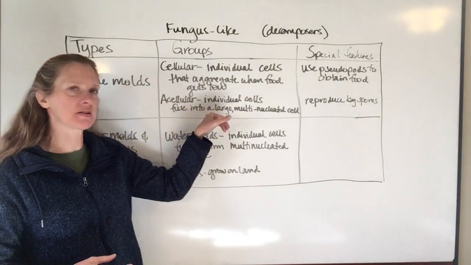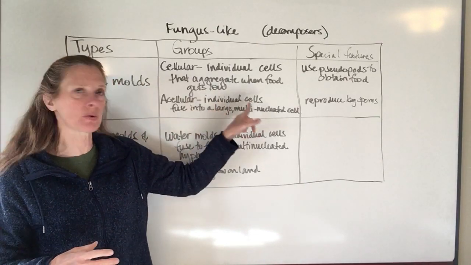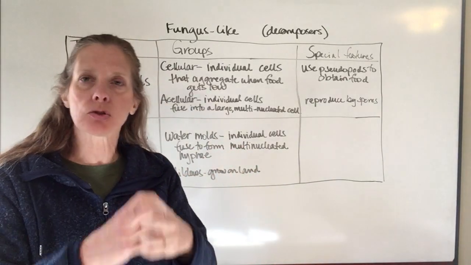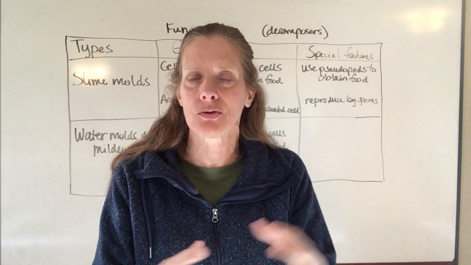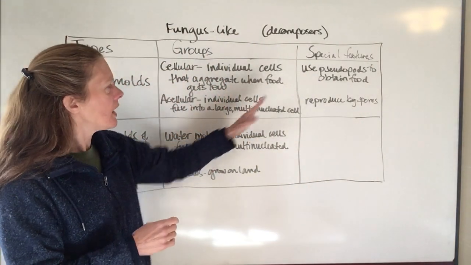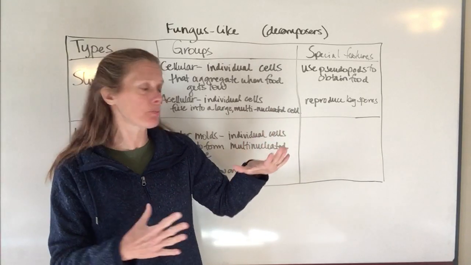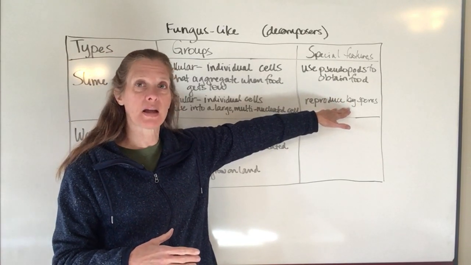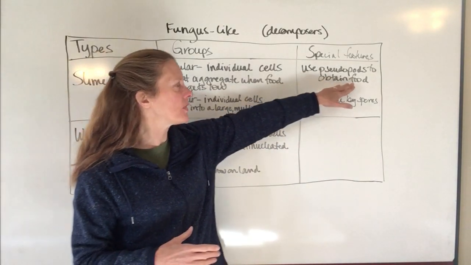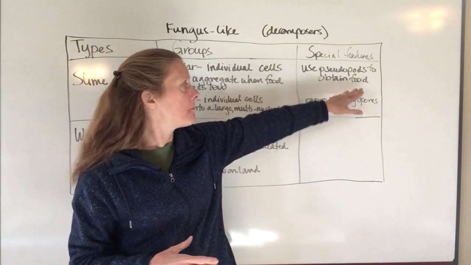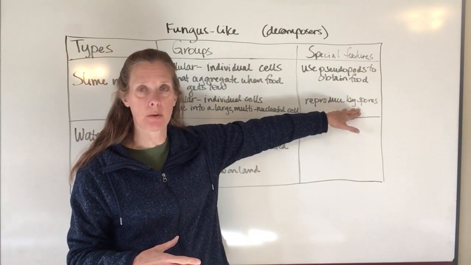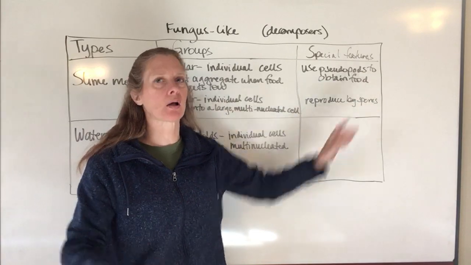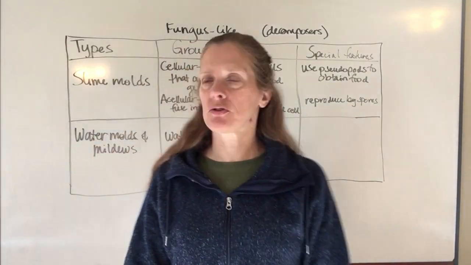The acellular ones, again, are a similar type of situation. They are also individual cells, and when food supply gets low, they actually fuse into one large multinucleated cell. And again, it looks like an amoeba when it feeds. Just like when we talked about amoebas and protozoans, they are using pseudopods to obtain their food, but they are reproducing by using spores. So when they feed, they almost look like the protozoans, but when they reproduce, they look a lot more like organisms in kingdom fungi, and kingdom fungi are all going to reproduce by spores. But we'll talk a lot more about kingdom fungi when we hit that part of the chapter later.